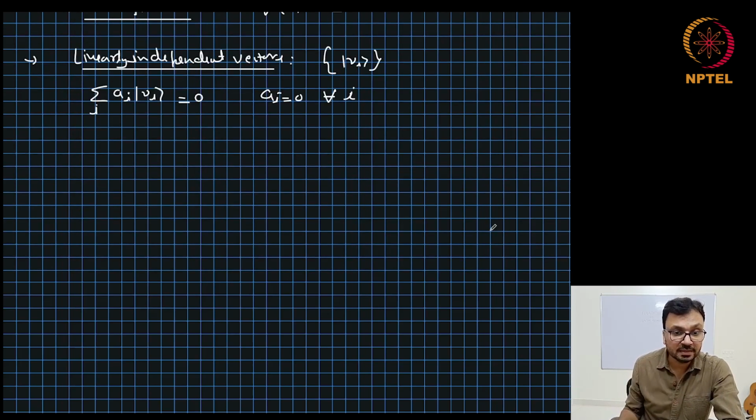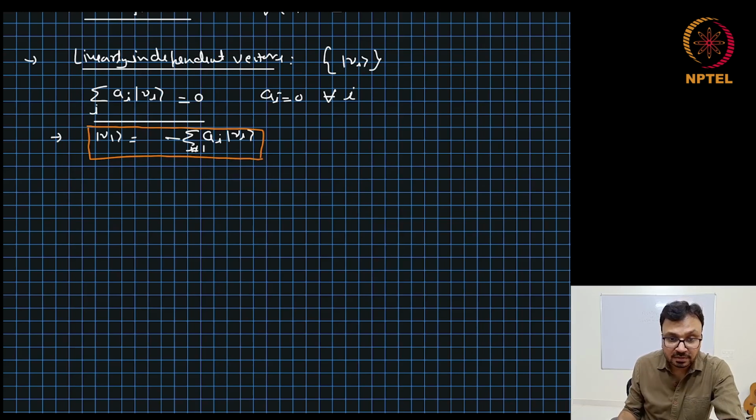What does that mean? Let us say there exists a solution where not all ai's are 0, and we can satisfy this equation by taking a set of ai's such that not all of them are 0. So in that case, we can represent, let us say, v1 as minus the sum over i not equal to 1 of ai vi. So it means one vector out of all these vectors can be written as a sum of all the other vectors.